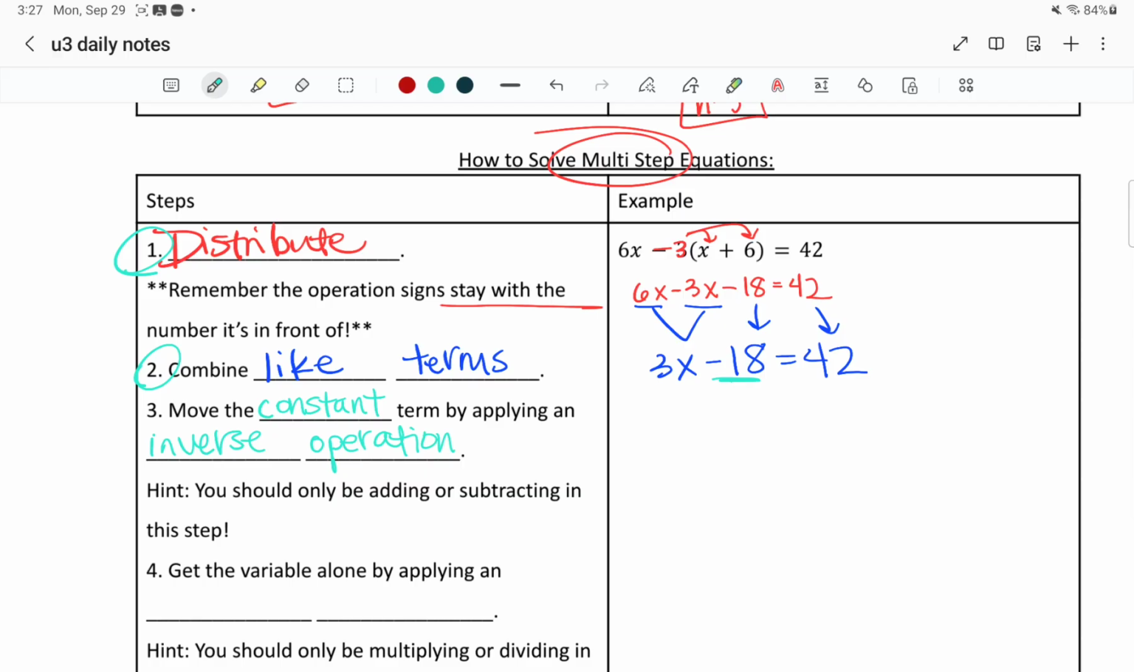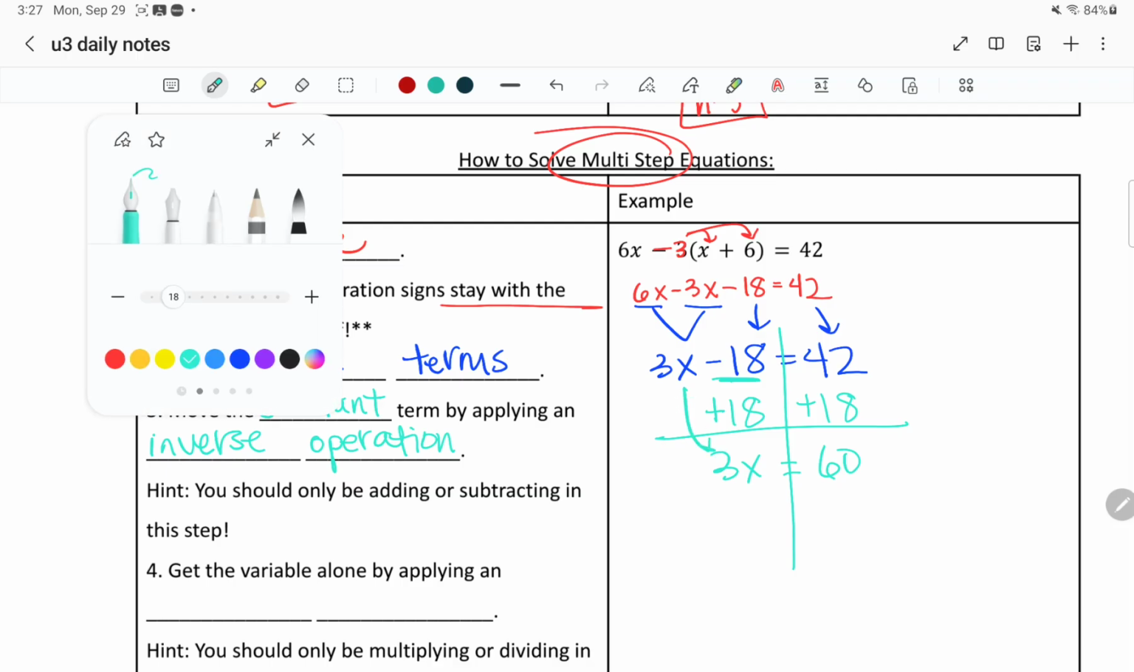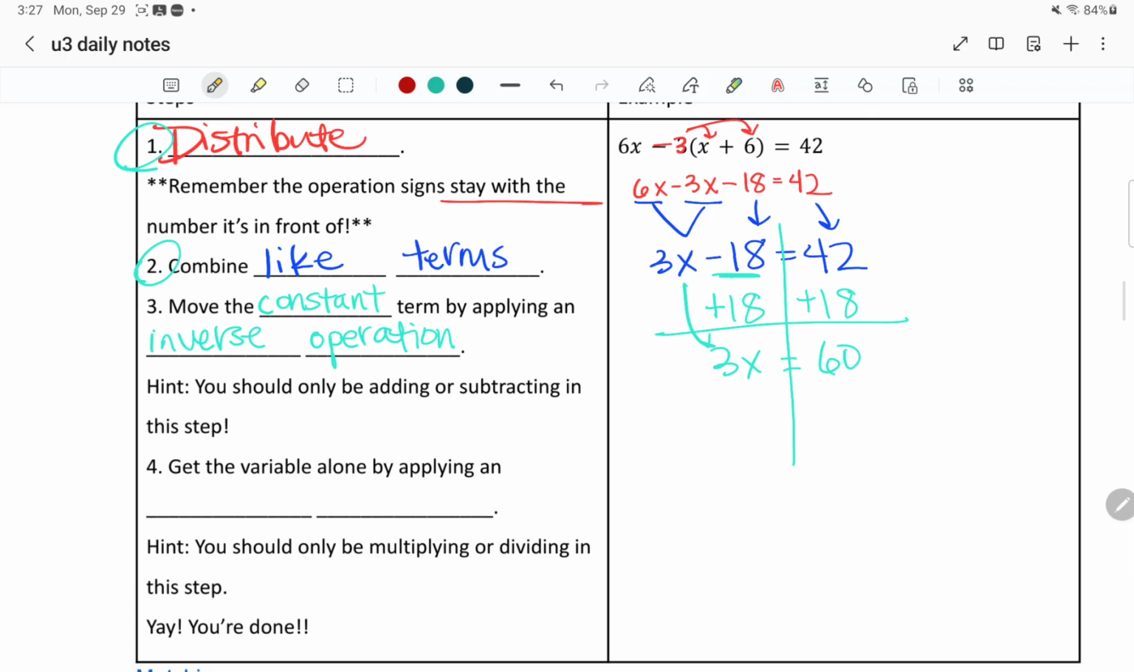So right now I am doing what I've always done. I have a -18. I'm going to do the opposite. I'm going to plus 18 to both sides of the equal sign. 42 plus 18 is 60 equals 3x, because I'm just dropping that down. Let's do a color we can see a little bit better. Maybe this orange. Hint, you should always be just adding or subtracting. So notice we added because it was a subtract.